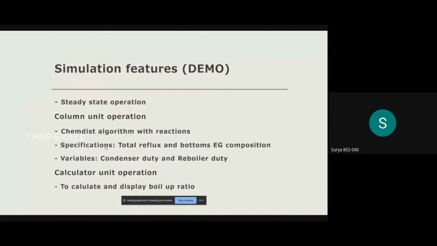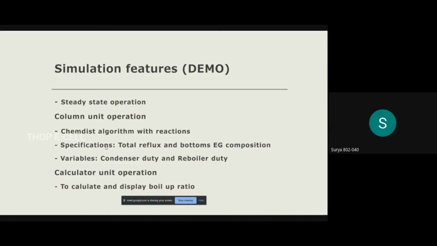Simulation features. The simulation is carried out at steady state operation, which means that there is no accumulation term in any of the material or energy balance equations. And for the column, the ChemDist algorithm was used. The speciality of this algorithm is that it allows for the inclusion of reactions within the distillation column.